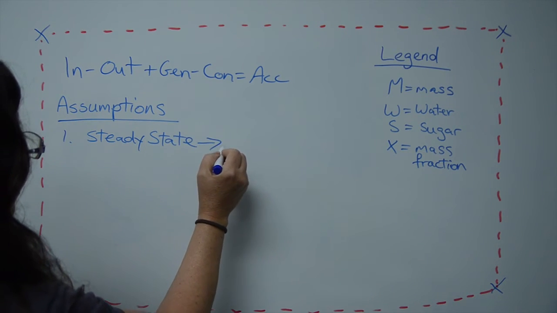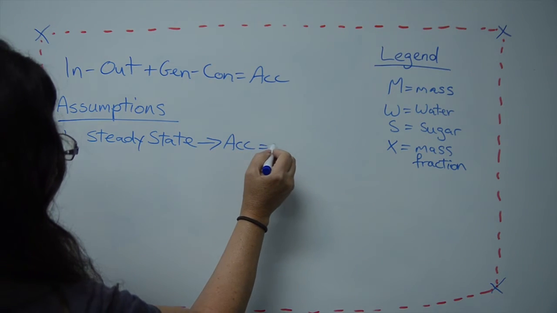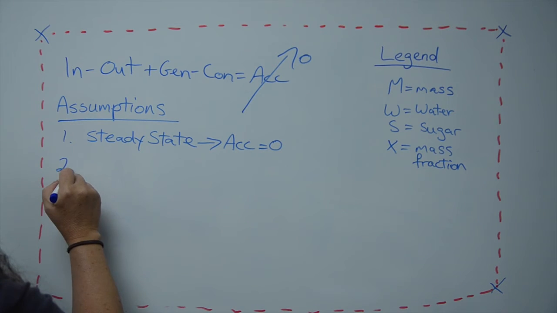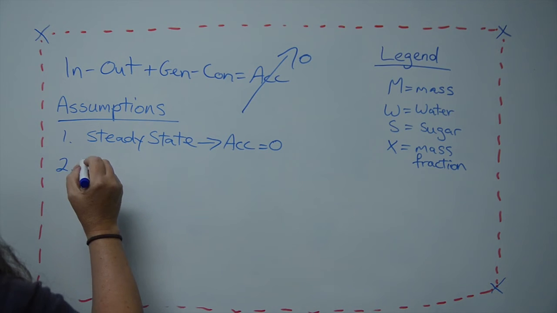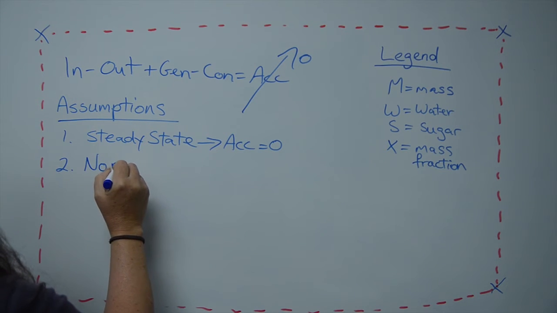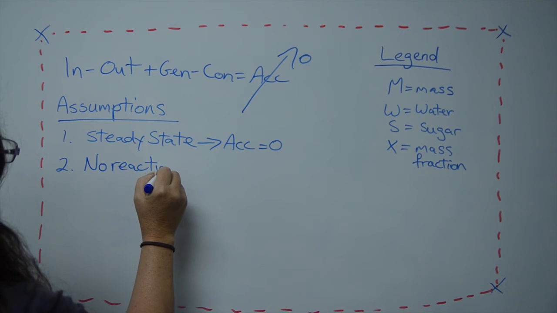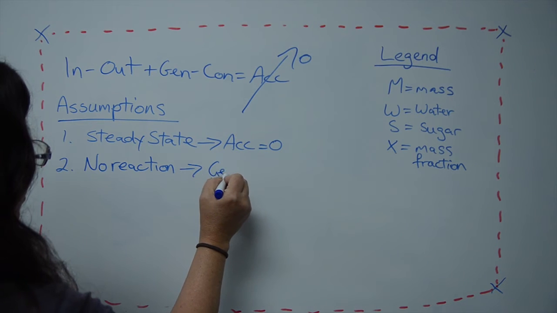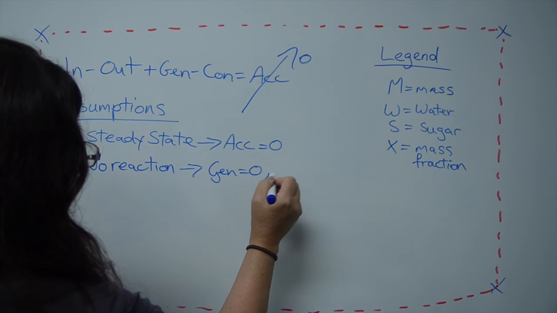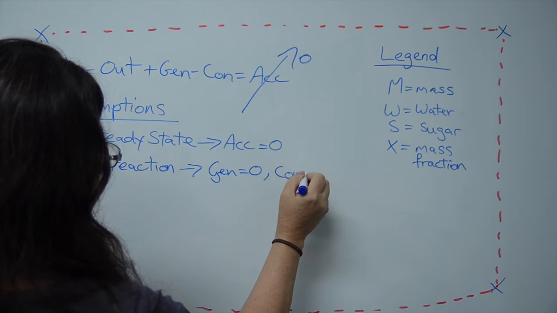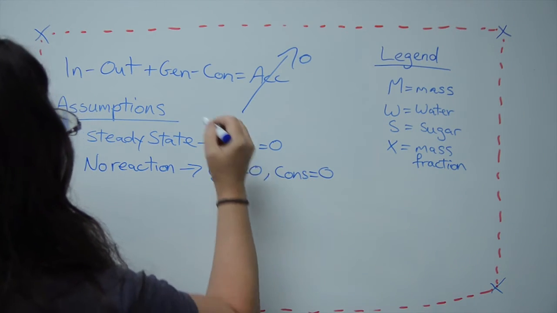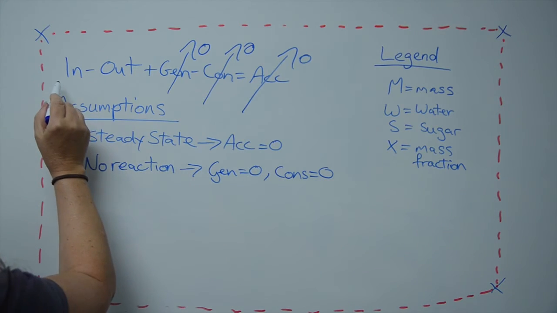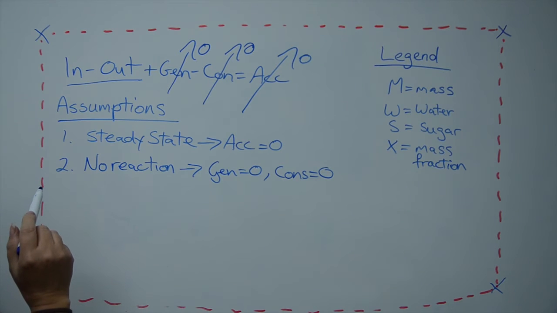And this is going to translate to accumulation being equal to 0. So let's get rid of that term. Our next assumption is that there's no reaction. So this is going to mean that generation is equal to 0 and that consumption is also equal to 0. So let's get rid of those terms. And this simplifies our equation to in minus out equals 0.